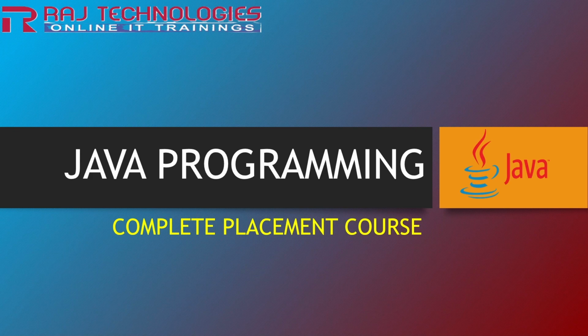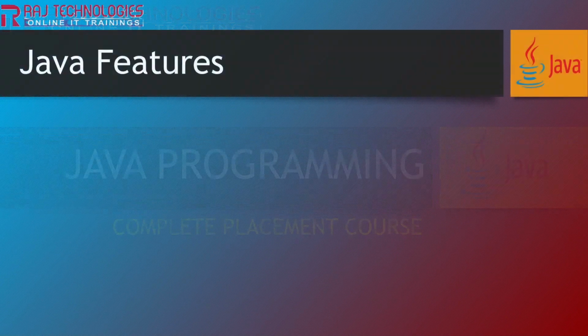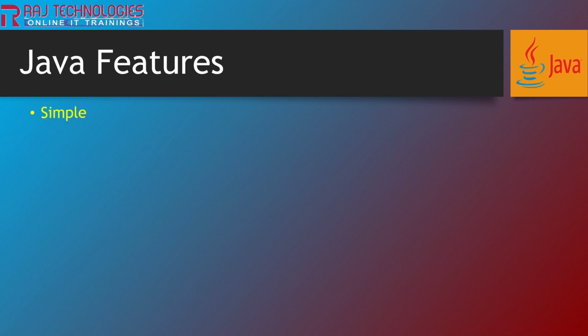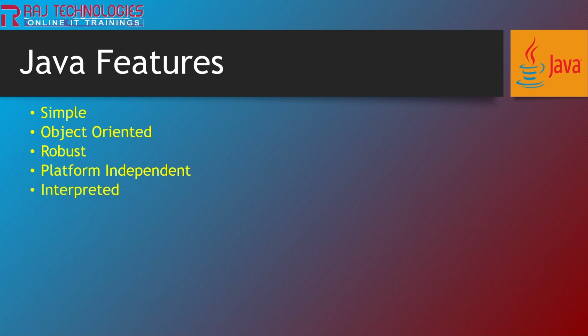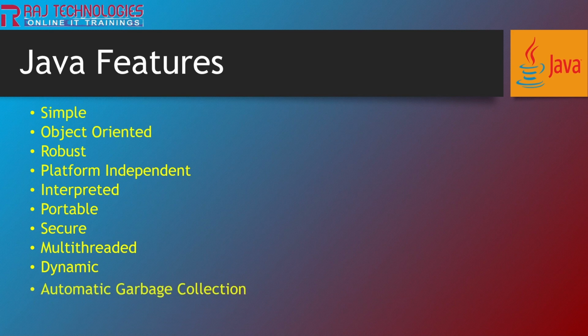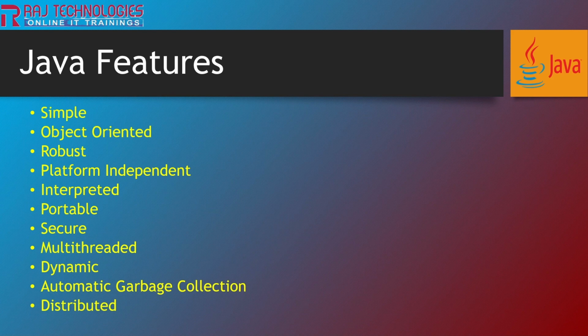In the series of Java Programming Complete Placement Course, today let us move to the next topic in this video, that is Java features. We are having some of the important features of Java, like Java is simple, object-oriented, robust, platform independent, interpreted, portable, secure, multi-threaded, dynamic, and automatic garbage collection, and one more important feature, distributed. So these are some of the important features present in Java.